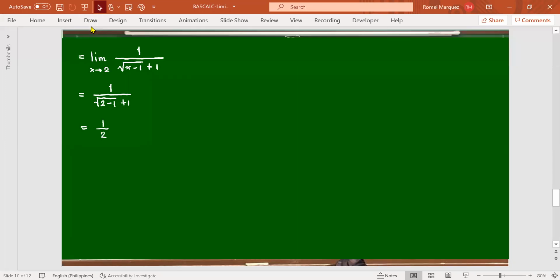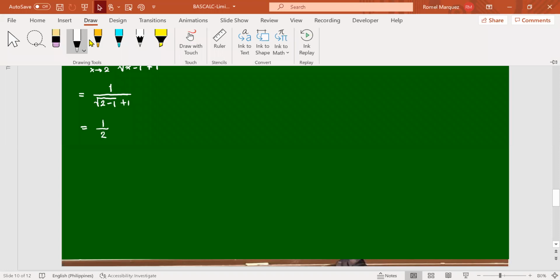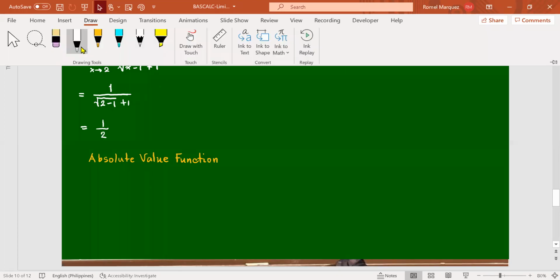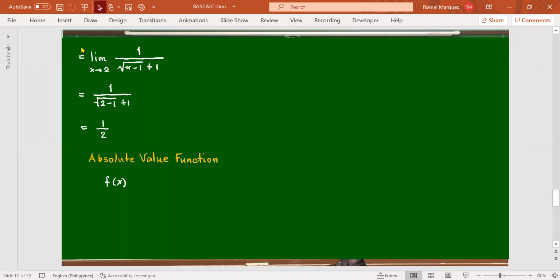absolute value. Let's recall, there are limits involving absolute value, no? For those limits involving absolute value, if you remember, what is our definition of absolute value, guys? Absolute value function. If I have, let's say, f of x equal to the absolute value of x, this is equal to what?